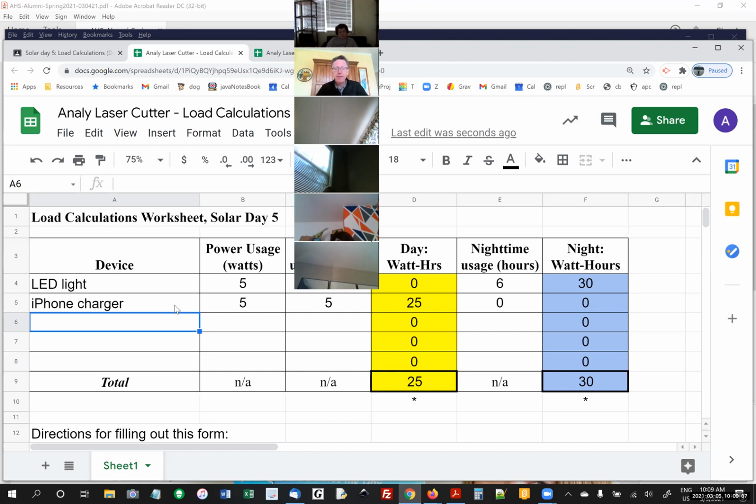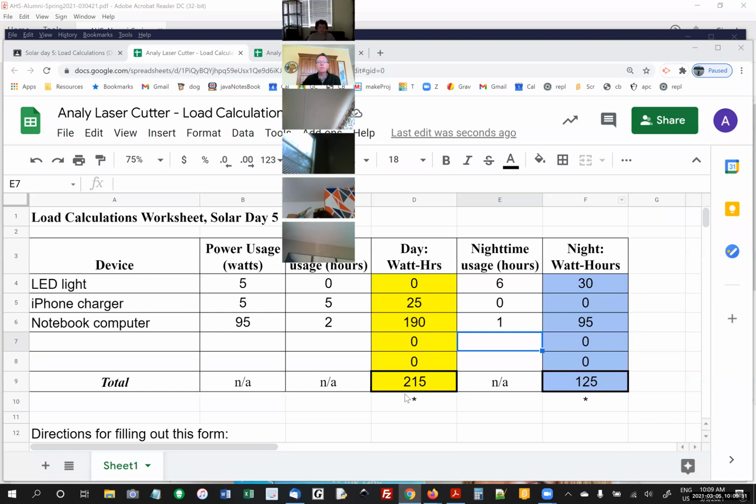So I put that there, and then I'm going to put a notebook computer. It uses 95 watts, and I'm going to use it 2 hours during the day, and I'm going to use it 1 hour at night, just because I'm going to need my computer a little bit at night, maybe just to not be bored during an emergency. Take a look here at the bottom of these 2 columns. It automatically adds up all the day watt hours and all the night watt hours. And this is good. This is all you need.